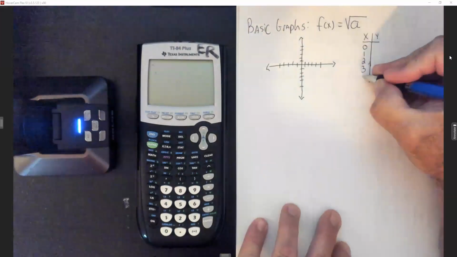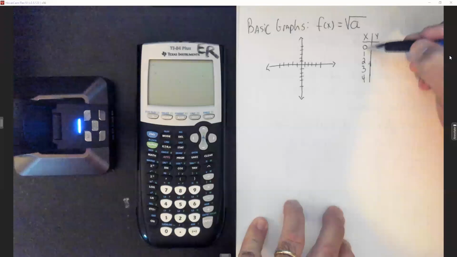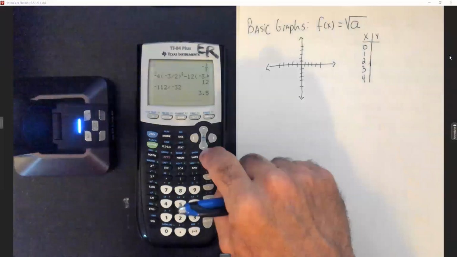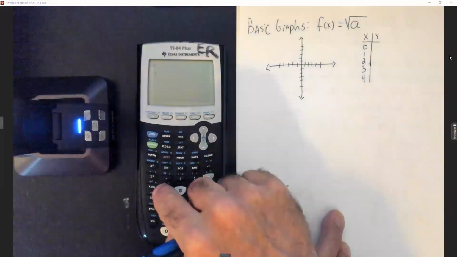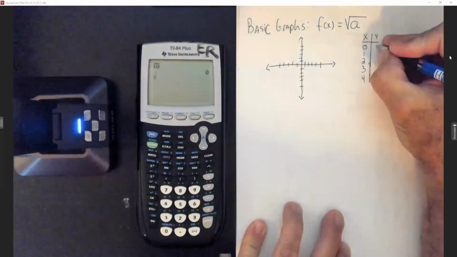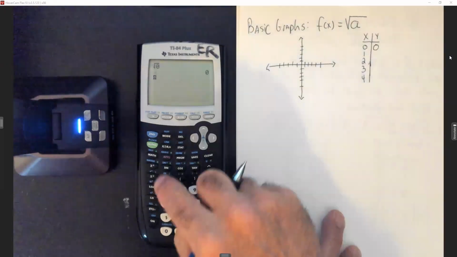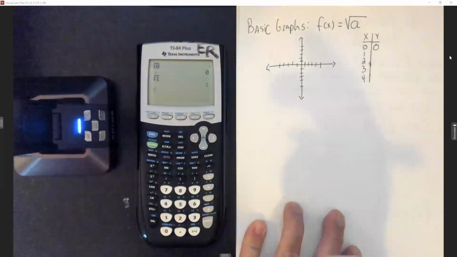Because some of these I'm not going to be able to do and graph them, and I wanted y'all to see what was up. So if you put a 0 into the radical, watch this, second x squared to get the radical. You put a 0 in, you're going to get a 0. Square root of 1, you take the square root of a 1, you're going to get a 1.